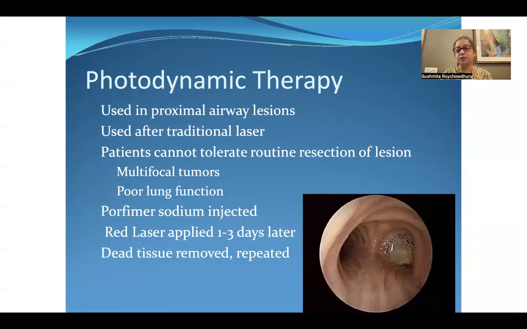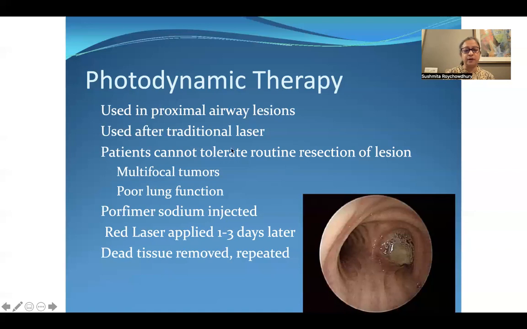Photodynamic therapy, which is used by oncologists for treating proximal airway lesions after traditional laser. If the patients cannot tolerate a routine resection of the lesion and there are multifocal tumors, which can be endobronchial, with very poor lung function, photodynamic therapy can be used, where porfimer sodium is injected and then red laser is applied 1 to 3 days later, which then kills the tumor tissue. 3 days later, we just go in and then clean out and wash out.